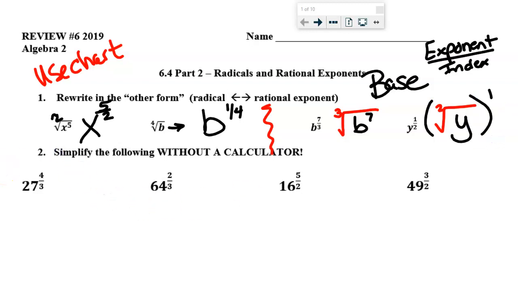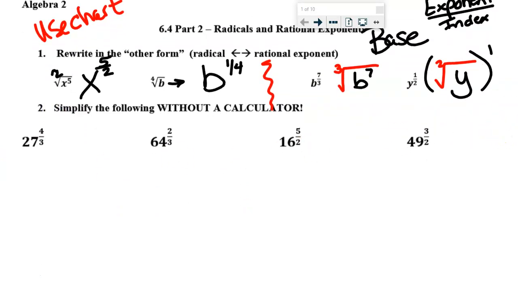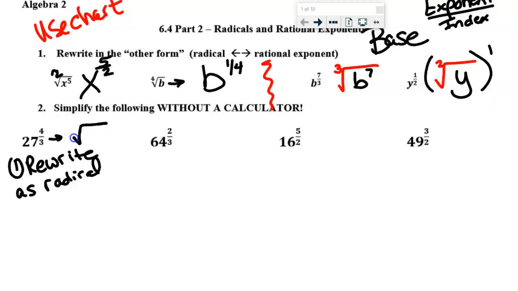This is the part that I'm a little concerned about though. Would you be able to explain to somebody how to compute this without a calculator? So your first step is to rewrite, because our brains can't really do rational exponents, but they can totally do radicals. So you're going to rewrite as a radical. So for us, that would be rewriting this as the cube root of 27.